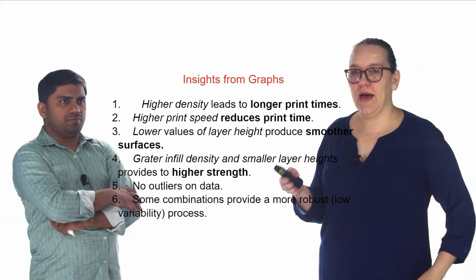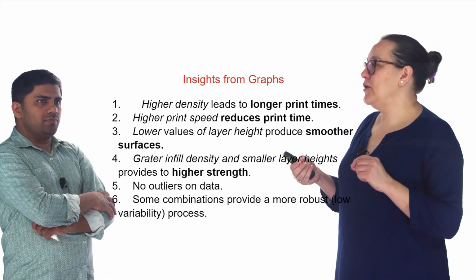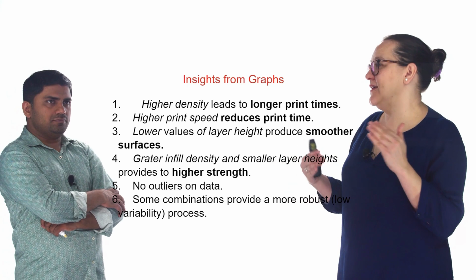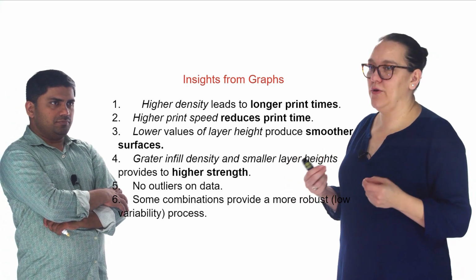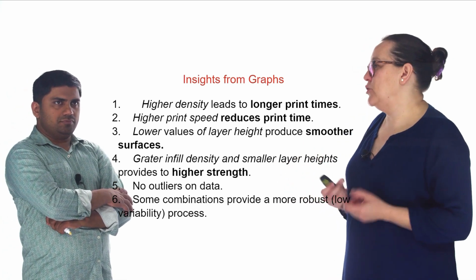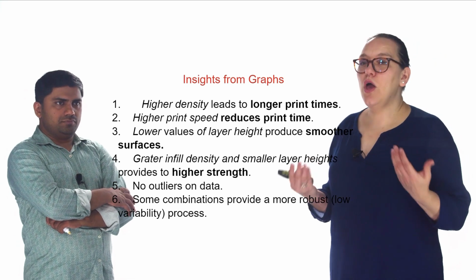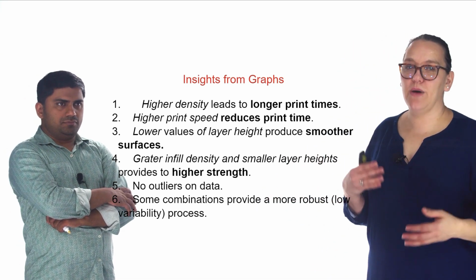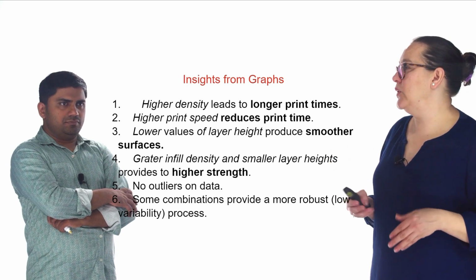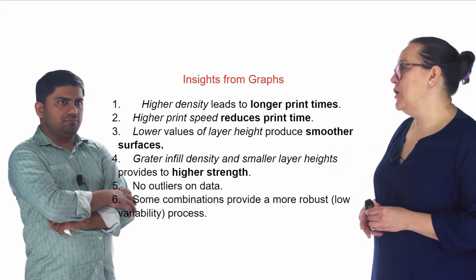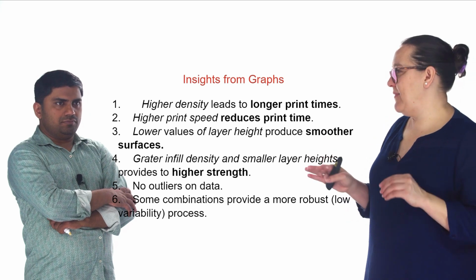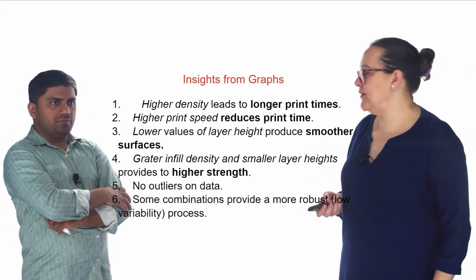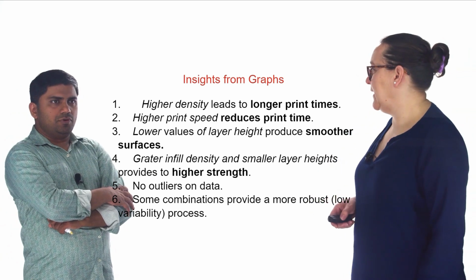Also, we saw that if you have large infill density and a small layer height, that will give you a higher strength product. We didn't see any outliers. We have the box plots and the individual value plots. Some of the combinations have lower variability, which was okay, but not really outliers. Any other takeaway that you get from here, Jovish?